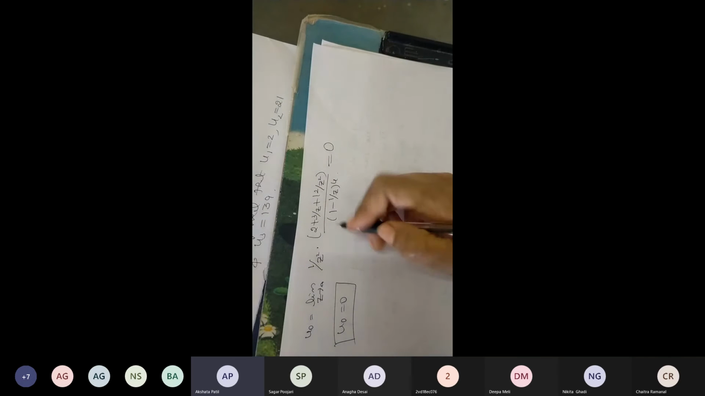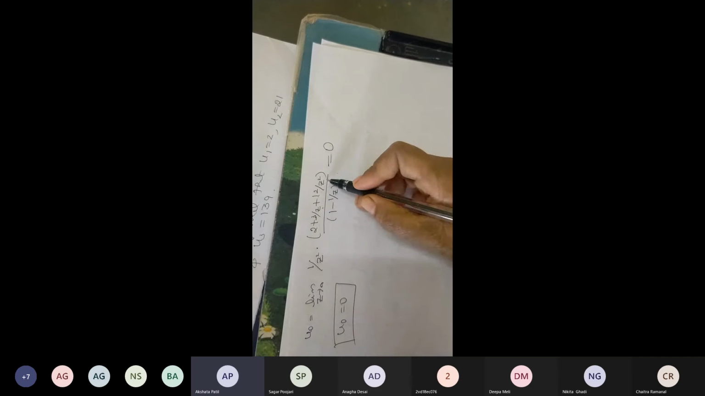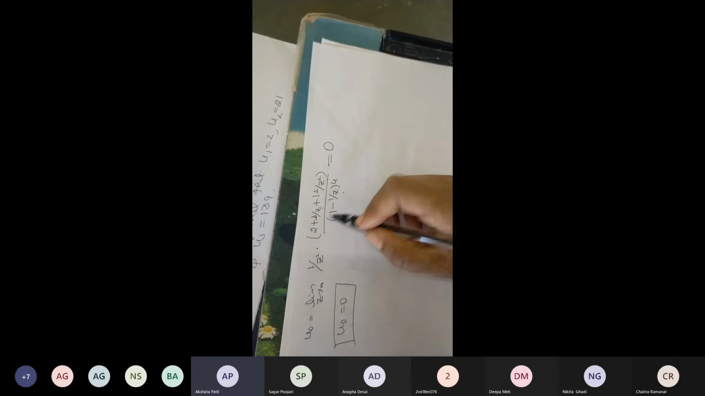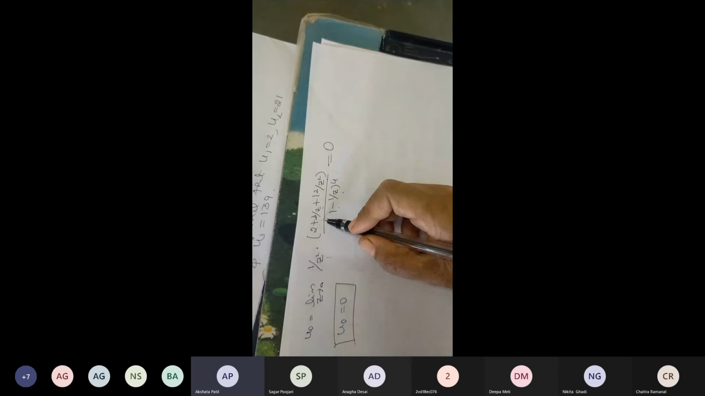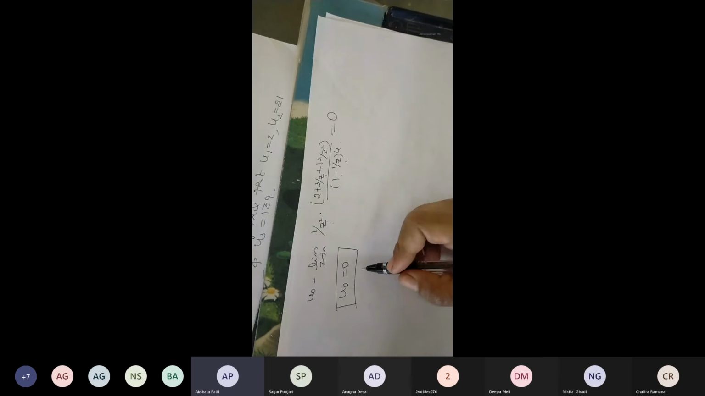u₀ equals 0, because 3/infinity is 0, 12/infinity is 0, 1/infinity is 0. Here you are getting 2 by 1, which is 2, into 1/infinity, and again 1/infinity is 0, so 0 into 2 is 0. That's why we are writing here that the u₀ value is 0.